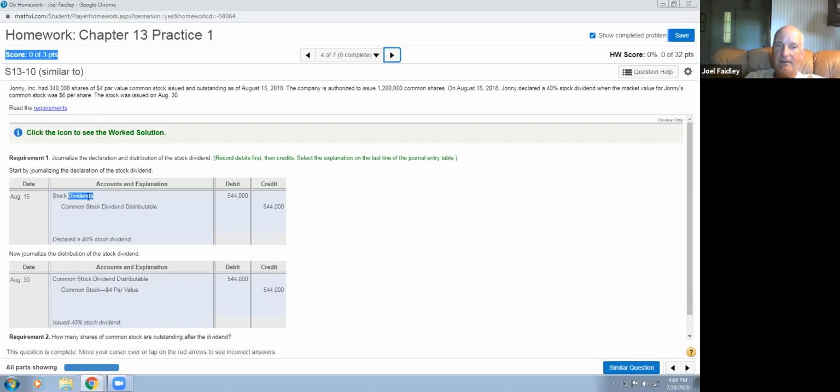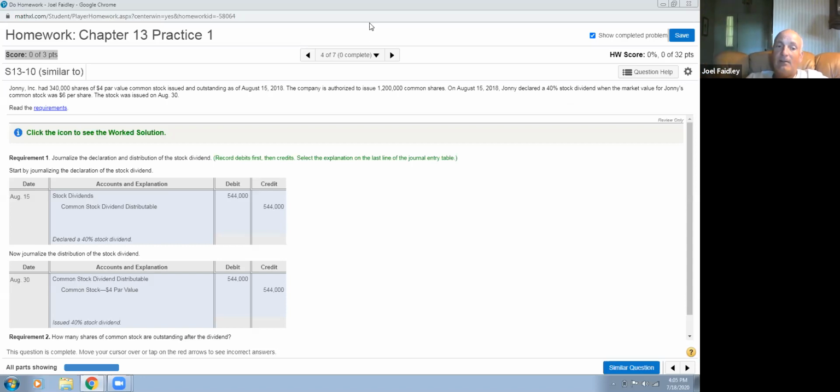So what does that look like? Well, here they got stock dividends, which is another word for reduced retained earnings for $544,000. And in this case, it says here that they're 340,000 shares, they declared a 40% stock dividend. Well, if you remember from the PowerPoint, there's a threshold somewhere between 20 and 25%. If the stock dividend is above 20 to 25%, it is a large stock dividend and you use par value. If the dividend is less than 20 to 25%, like 10%, then you use market value of the stock. That's the only thing that's different.